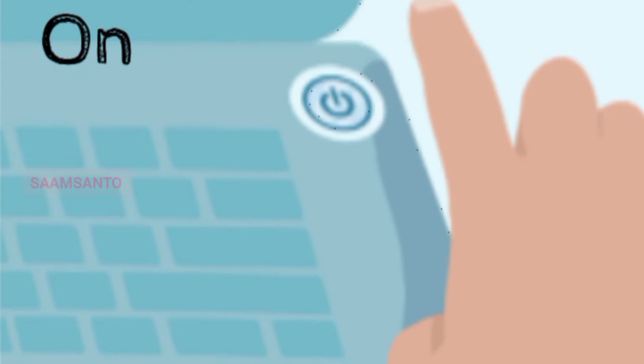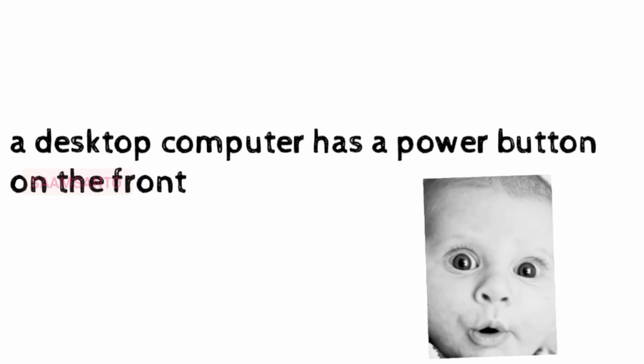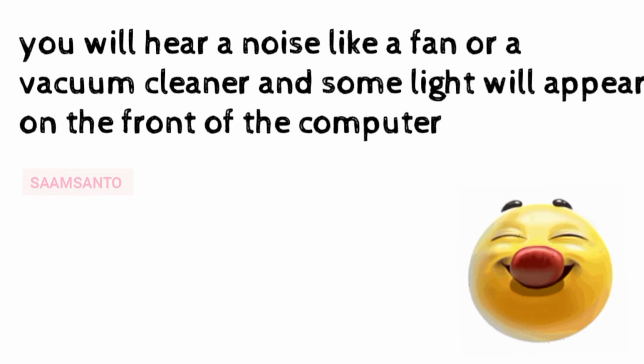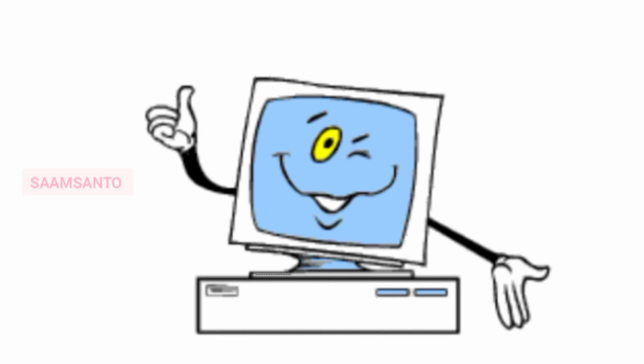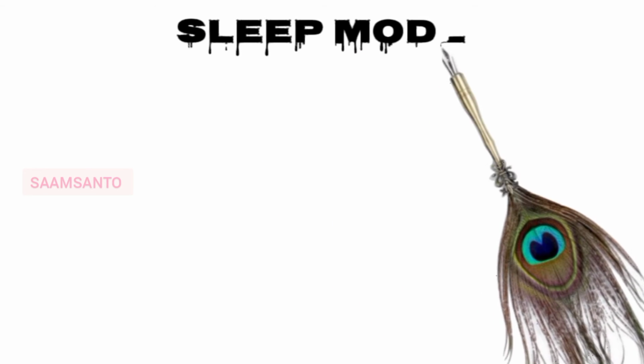On. If the computer is in the on state, your switches and all are on. A desktop computer has a power button on the front. By pushing it, you will release it and turn the computer on. You'll hear a noise like a fan or a vacuum cleaner, and some lights will appear on the front of the computer. So then the computer is on.